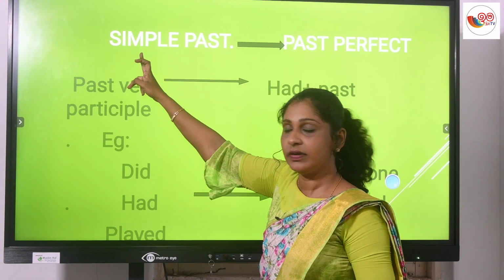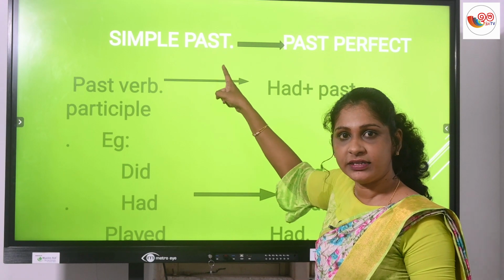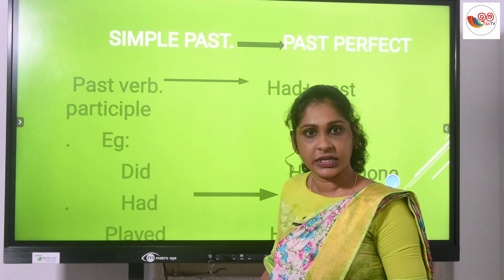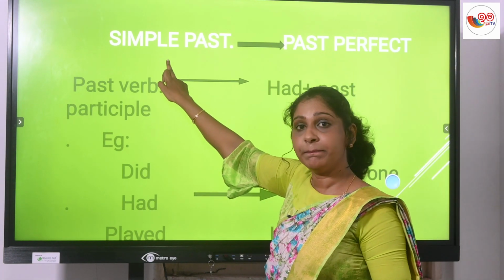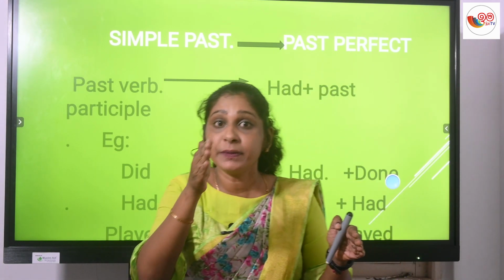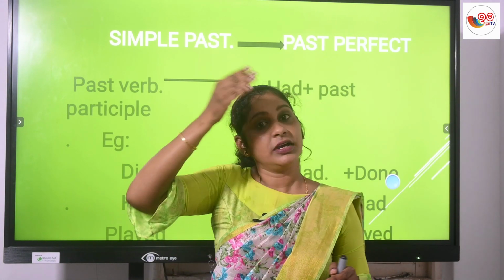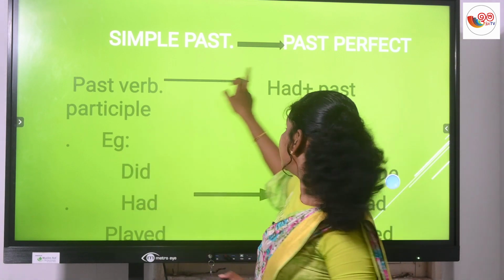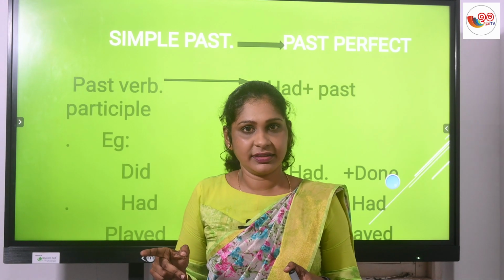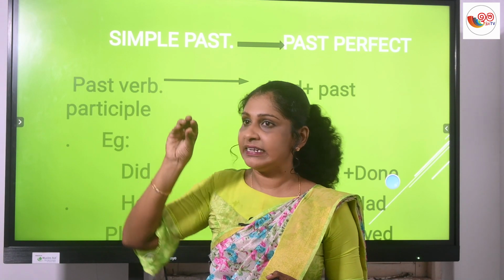If you have simple past in direct speech, how can you change it to past perfect? If you have simple past in the direct form, how will you change it into indirect speech? You will change it to past perfect tense.